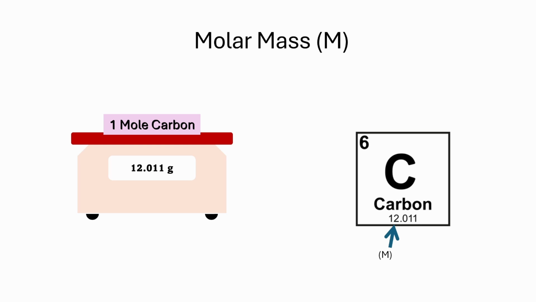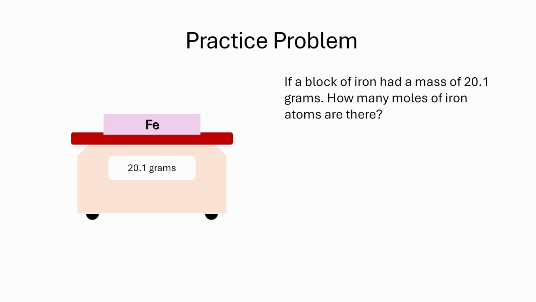So let's get into some practice problems to practice this molar mass equation and how we would end up using it for solving. For this problem here, if a block of iron had a mass of 20.1 grams, how many moles of iron atoms are there? So here we have iron on a scale, and there's 20.1 grams of it. Let's count how many moles of iron we actually have.